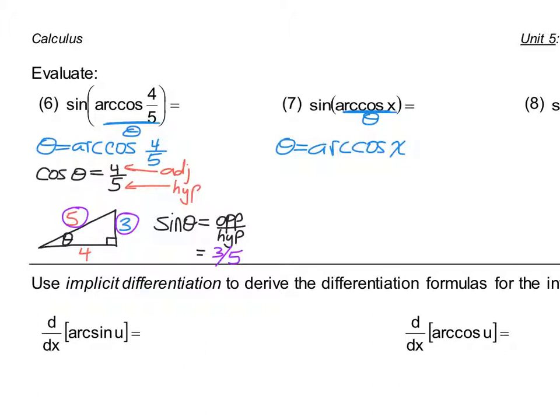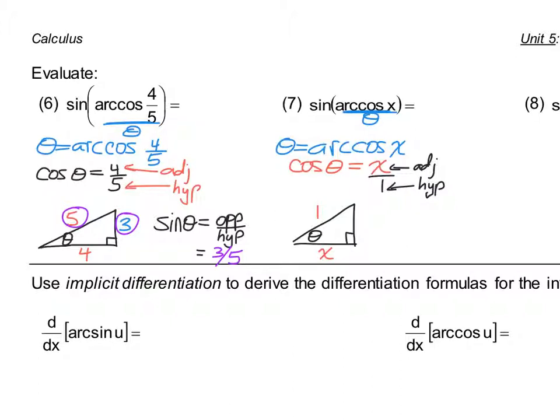So I could rewrite it as cosine of theta is equal to x. Same structure as the last problem. Well, the x isn't a fraction. Well, now it is. It's fine. Adjacent over hypotenuse. Triangle. Basically the same triangle. The adjacent side is the unknown. The hypotenuse is equal to 1.